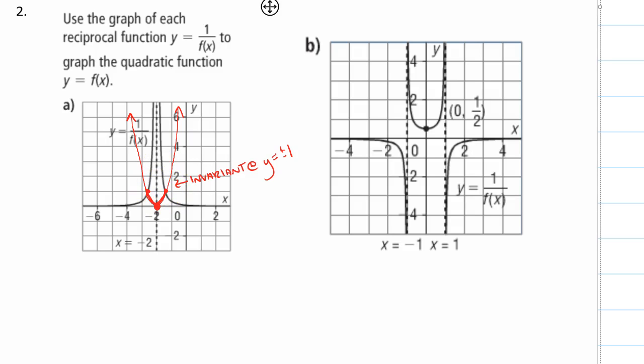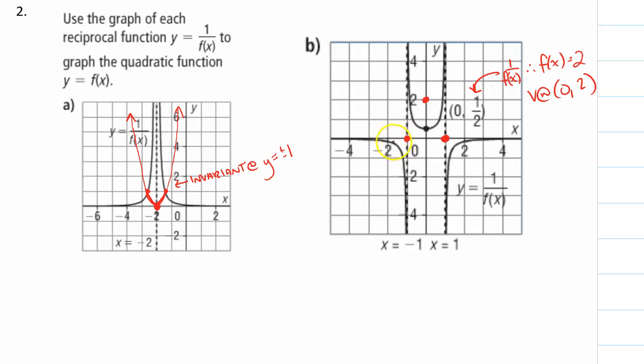B, I have 2 asymptotes, so I'm going to have 2 x-intercepts. And what we can do is from here, we can figure out where our vertex is because we actually are given a point. So my minimum of my middle section is where the reciprocal of my vertex. I'm going to take this and I'm going to go, okay, well, if that's 1 over f of x, then f of x should be 2. So my vertex is at 0 and 2.